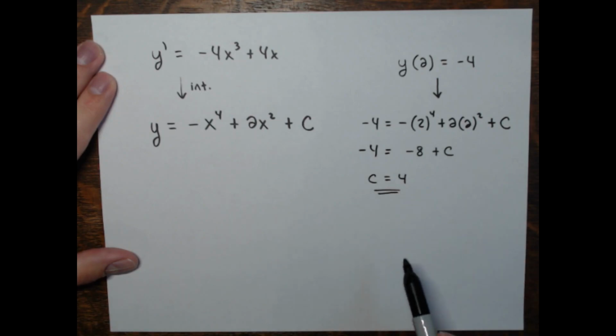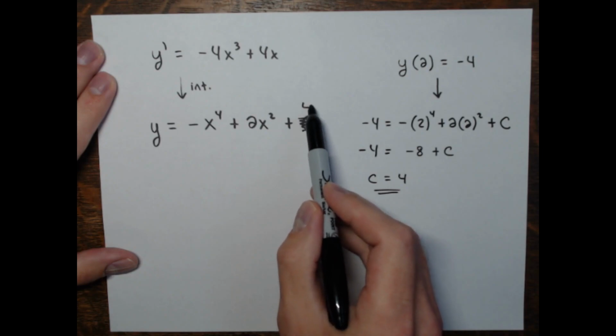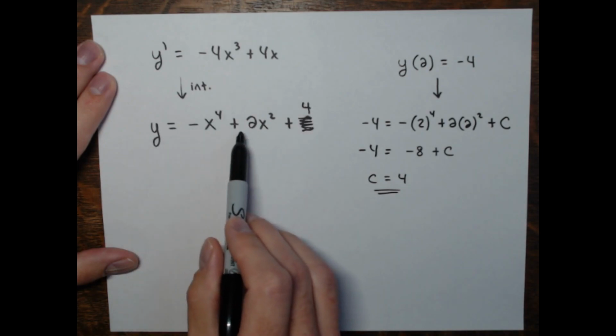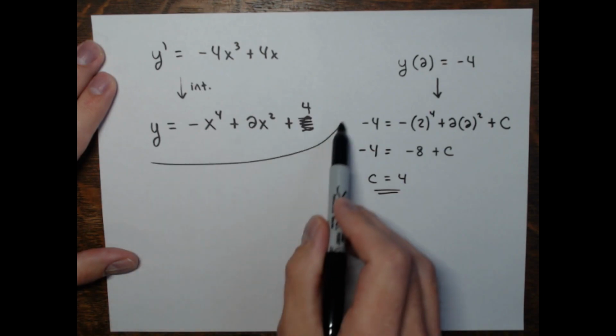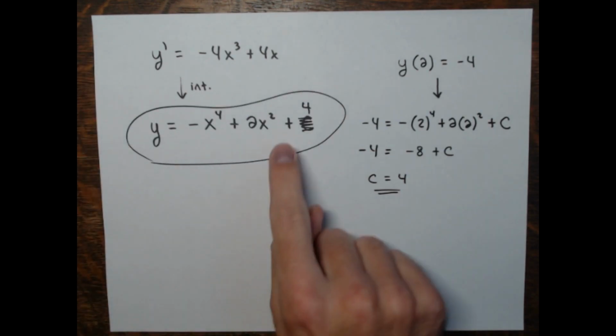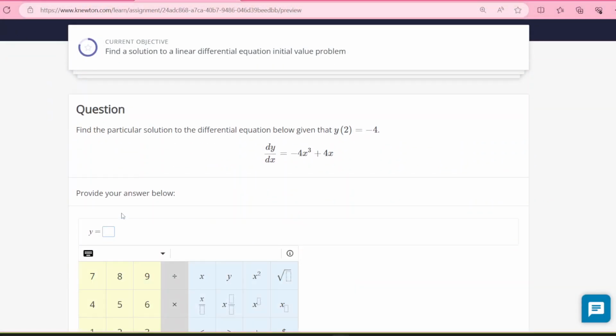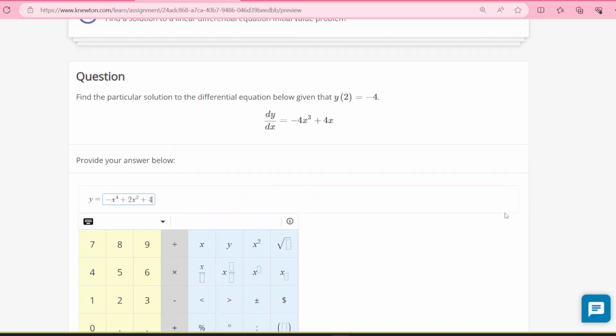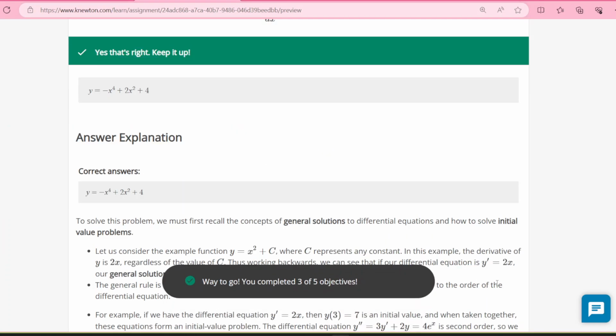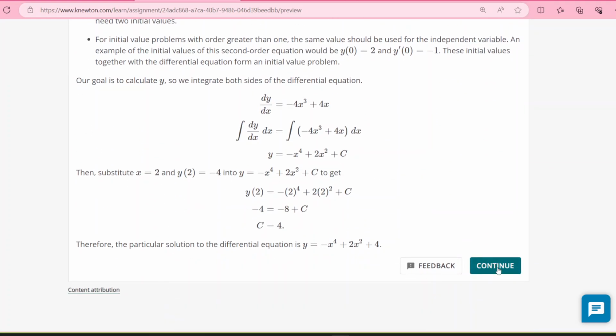Right. So what I'm going to enter here is this. y equals negative x to the fourth plus 2x squared plus 4. All right, that's the particular solution that would satisfy the condition. So y equals the opposite of x to the fourth power plus 2x squared, and then plus 4, right? That satisfies both the equation and the condition. Great. All right, so 2 more objectives to finish off.